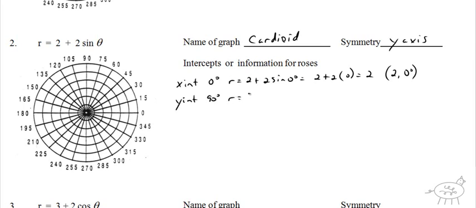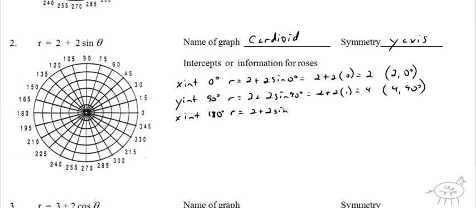So r equals 2 plus 2 sine of 90, and sine of 90 is 1, so you get 4. So it's 4 comma 90 degrees. Another x-intercept is 180 degrees. So r equals 2 plus 2 sine of 180, which is 2 plus 2 times 0, which is 2. So it's 2 comma 180.